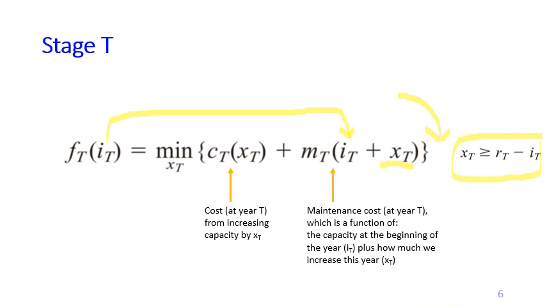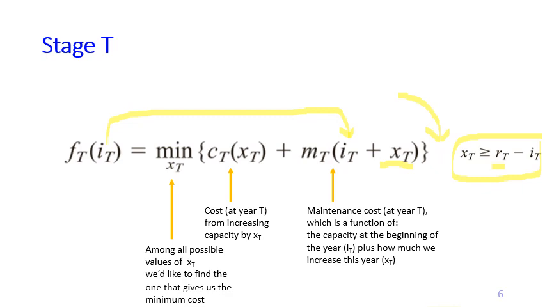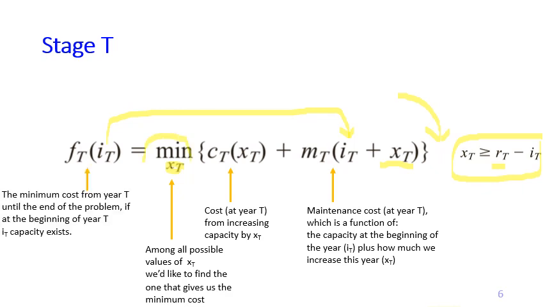So this is to ensure that we have enough capacity to satisfy the demand at year T. And then among all allowable possible values of x_T, we'd like to find the one that gives us the minimum cost. That's why we write down x_T here under the word minimum. And then f_T(I_T) means the minimum cost from year T until the end of the problem if at the beginning of year T we have I_T capacity.